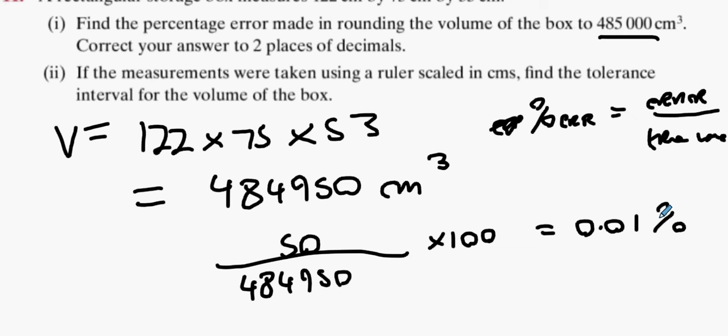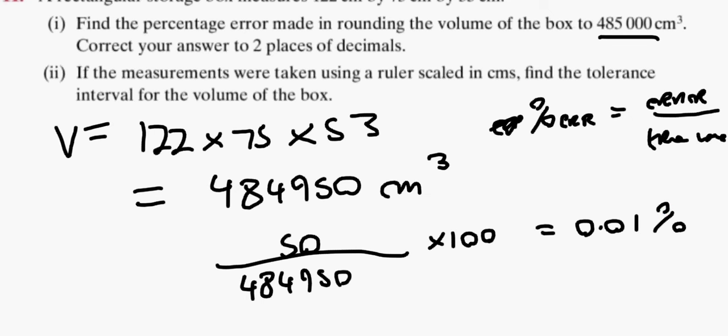If the measurements are taken using a ruler, scaled in centimeters, find the tolerance interval for the volume of the box. That's interesting. For me, that's find the lowest value and find the highest value. I'll just check it now. Yeah, it's exactly what I was thinking. Lowest value minus highest value. What makes you say that you find the highest value?